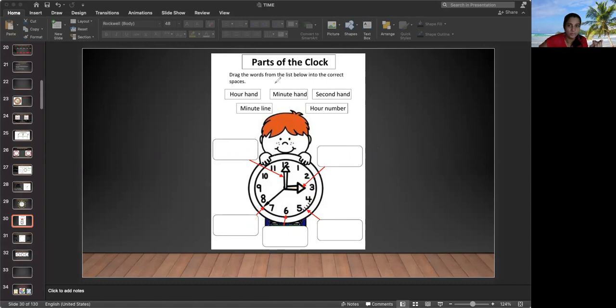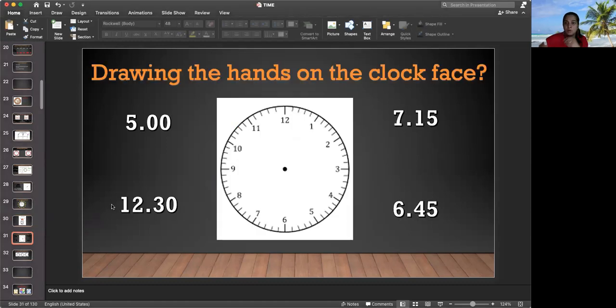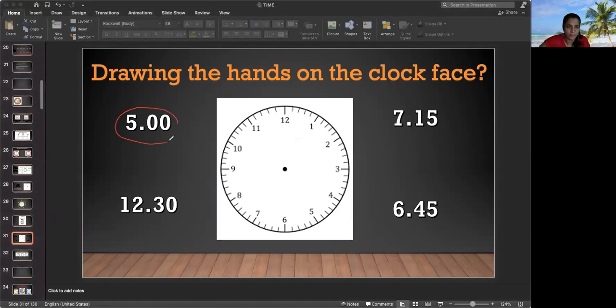So with that, we move on to the next slide. All right, drawing the hands on the clock face. So how do you draw 5 o'clock? For 5 o'clock, the hour hand is exactly at 12, and the minute hand would be pointing exactly at 5. This is 5 o'clock, 6 o'clock, 7 o'clock, whatever o'clock, the hour hand will always be at 12 and the minute hand will be pointing to the respective numbers. This is for full clocks, or when it's a complete hour of the day.